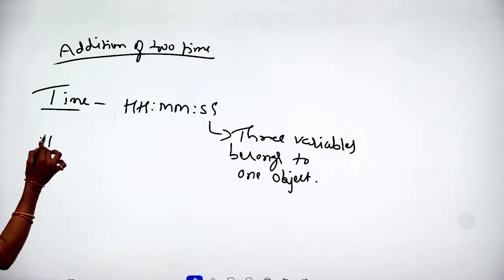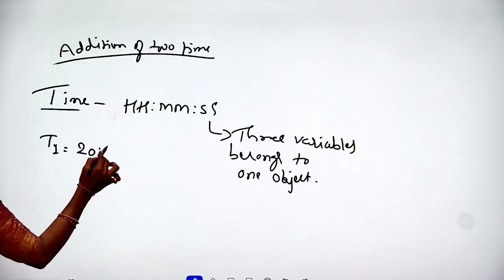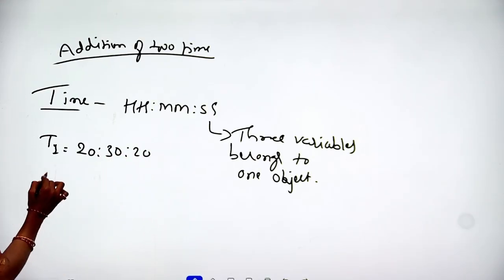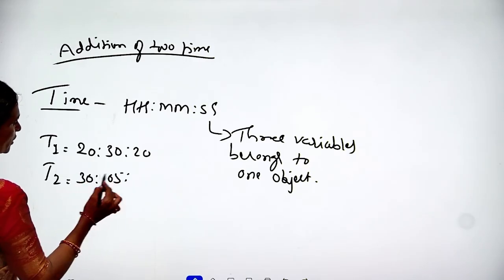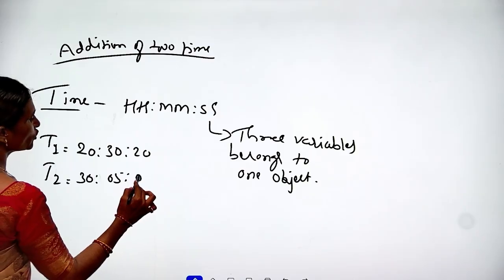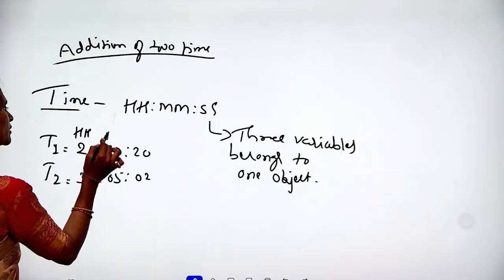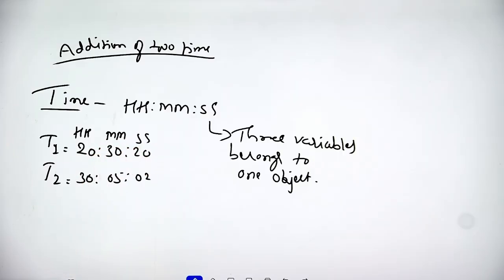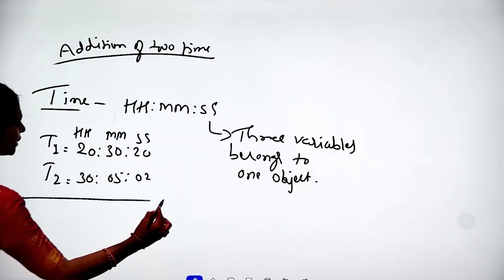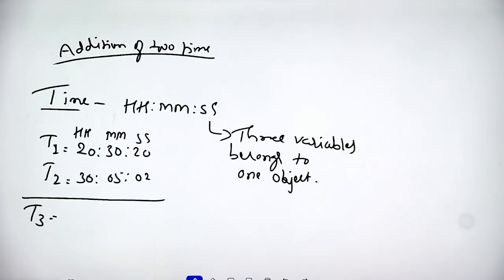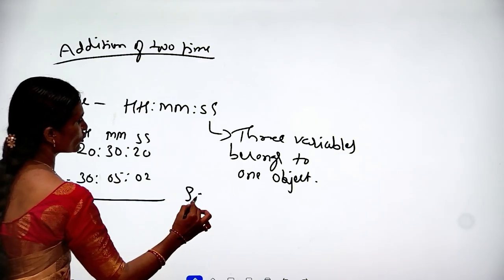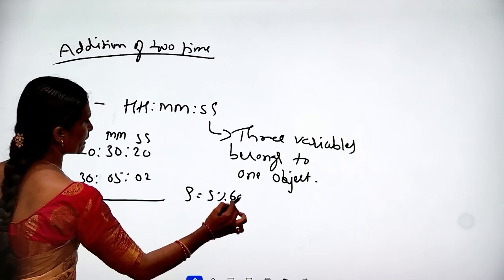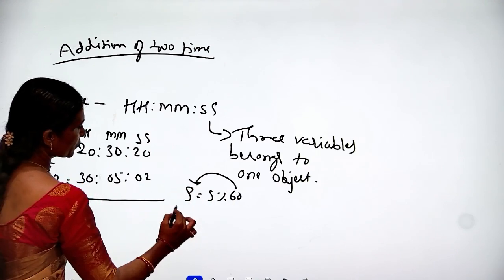If I read a time T1 as 20 hours, 30 minutes, 20 seconds, and time T2 as 30 hours, 5 minutes and 2 seconds, this represents hour, this represents minute and this represents second. Calculate T3. What do you have to do? To calculate T3 you have to calculate the seconds: second is equal to second mod 60. Then that will convert into the minute. At present here it is not.